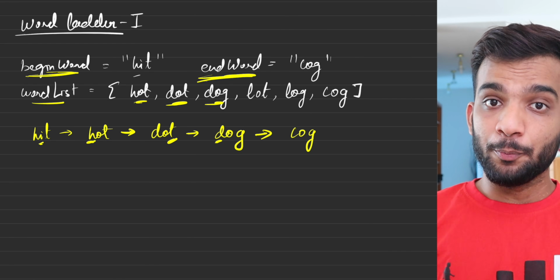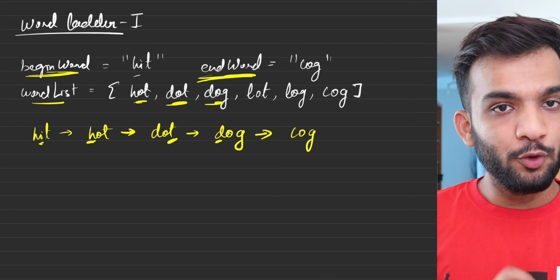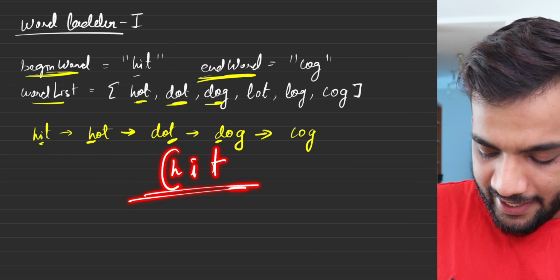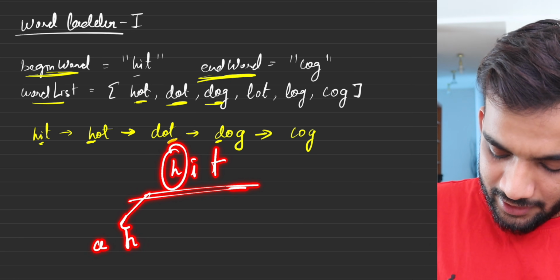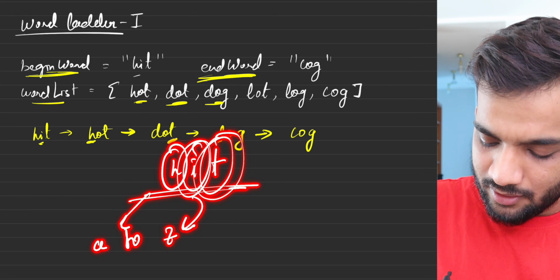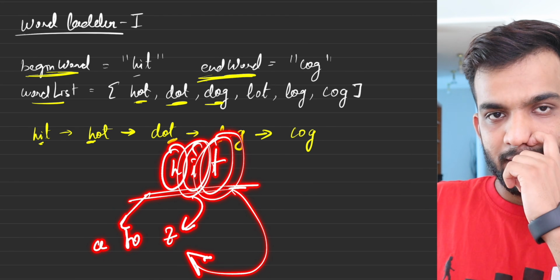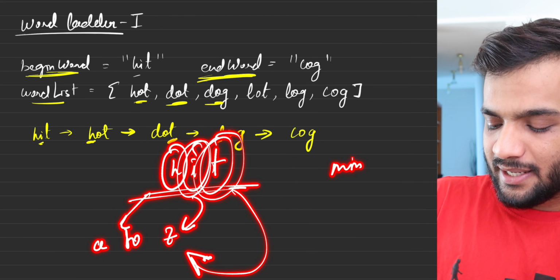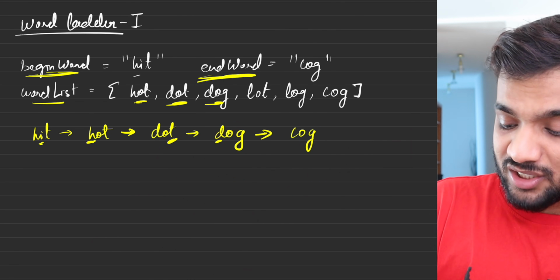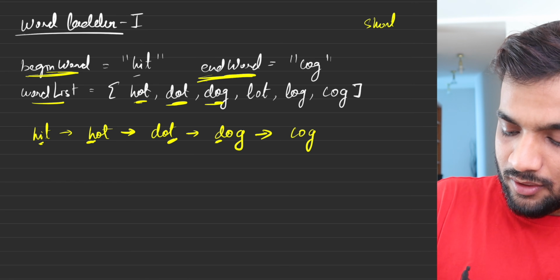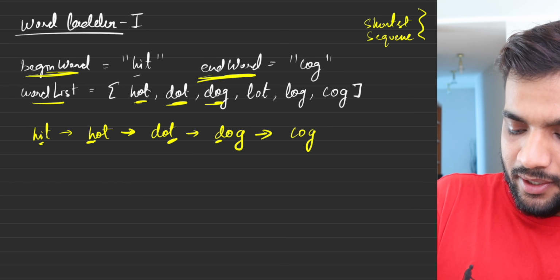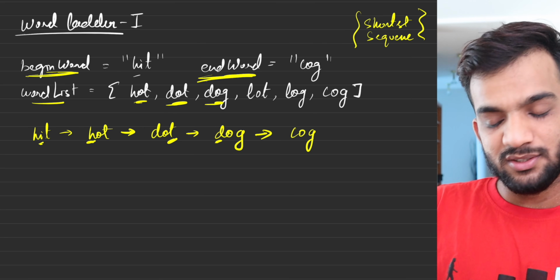So as of now, you know the brute force, right? It is pretty simple. You have hit, you take H, and you try to change it from A to Z. You take I, you try to change it from A to Z. You take T, and you try to change it from A to Z. And you count the minimum length, because the question states you have to find the shortest transformation sequence. So you have to change it in such a way that you find the shortest transformation sequence.